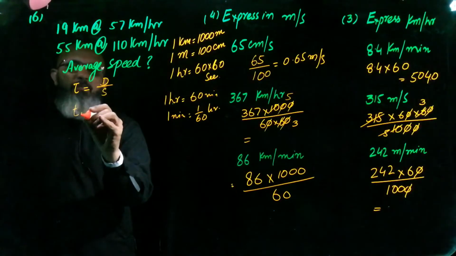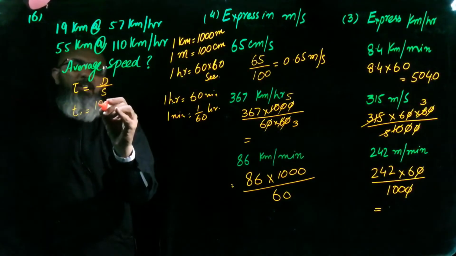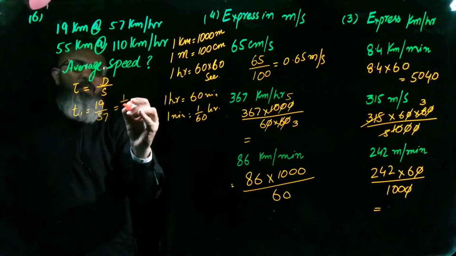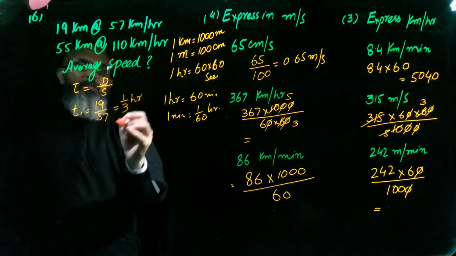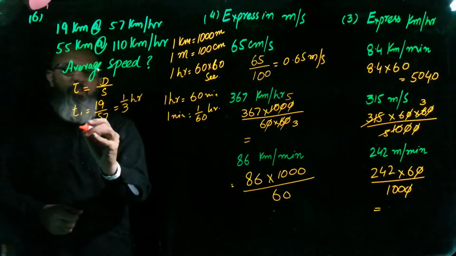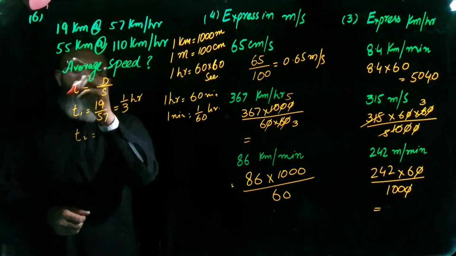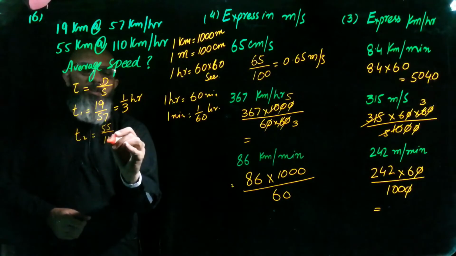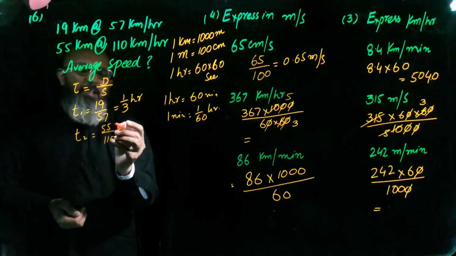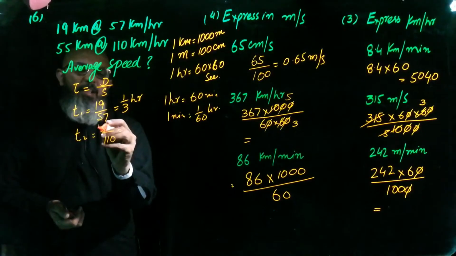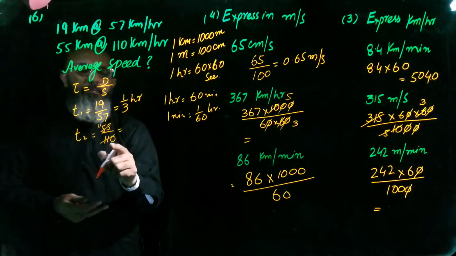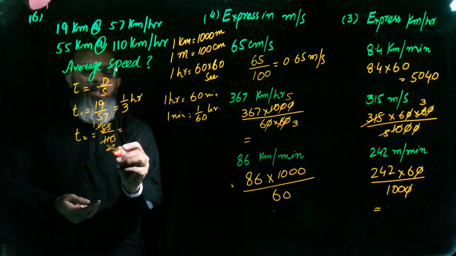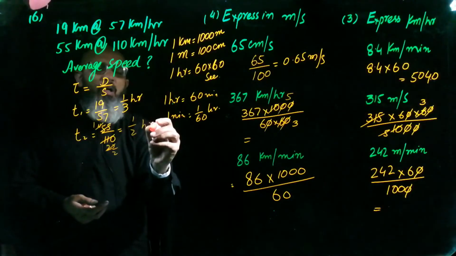So what is your time 1? Time 1 is 19 divided by 57. If you cut it, it will come 1/3 hours, right? So what is your time 2? T2 I can write, that is again distance over speed. The distance is 55, speed is 110. So it cut at the table of 5, yes, 11, and it will come their table of 11, that is so easy, 1/2 hour.